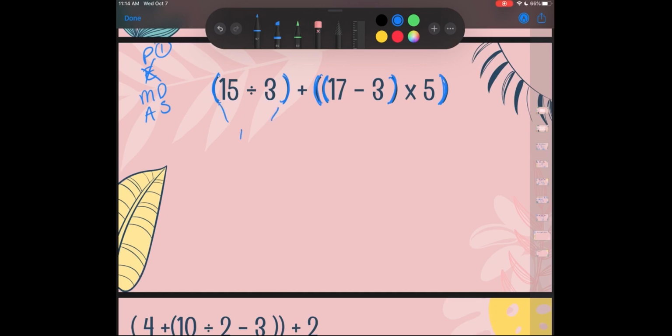So I've got 15 divided by 3, which is 5. So those parentheses are done. Inside my other side, I have 17 minus 3 first. 17 minus 3 is 14. So now inside my whole parentheses, because that's been done, I now have 14 times 5. Well, what's 14 times 5?